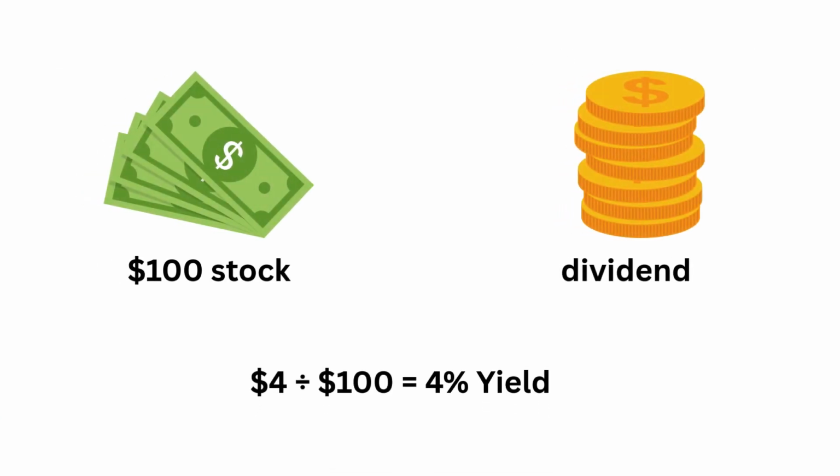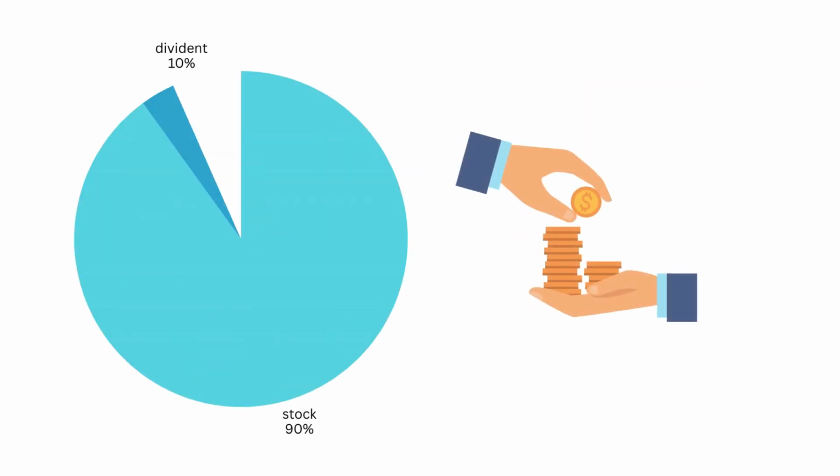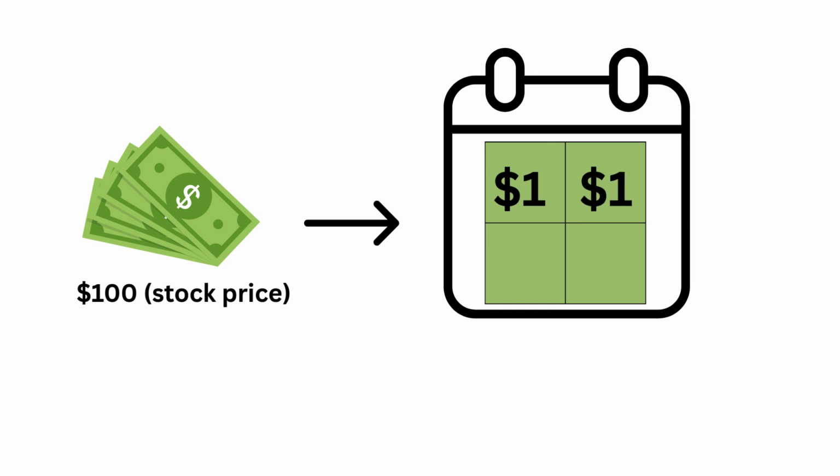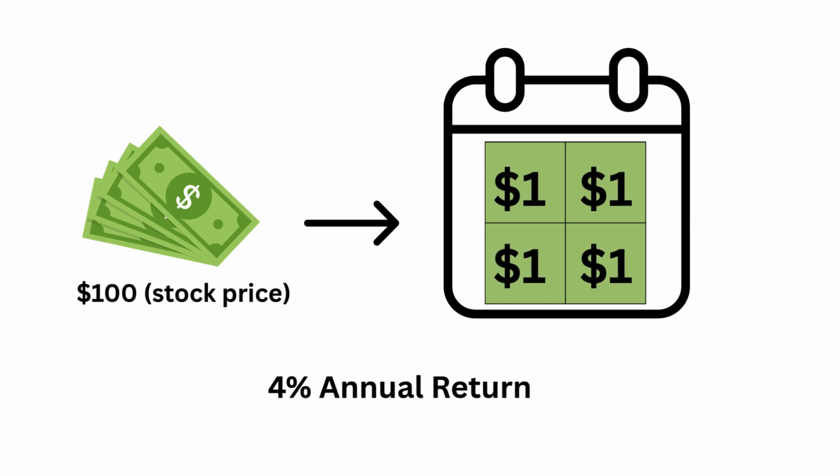Dividend yield. It tells you how much a company pays in dividends compared to its stock price. It's a good way to measure income from a stock. Example, if a $100 stock pays $4 annually, the dividend yield is 4%.